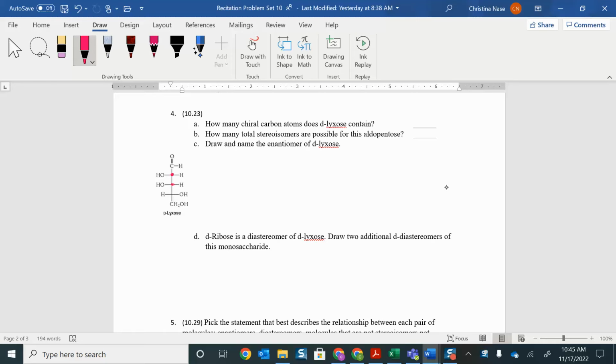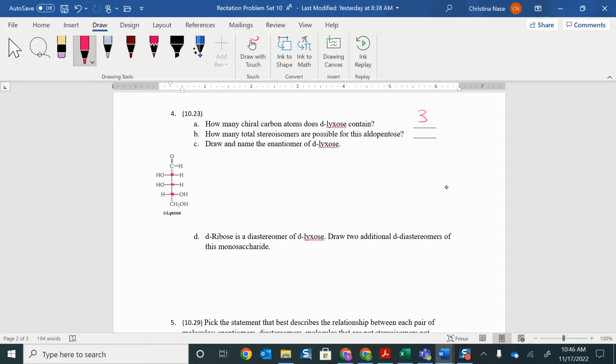This one: hydrogen, hydroxide, a whole bunch of stuff, a whole bunch of stuff. Yes, there's 4 different groups attached to that one. And then this CH2 has 2 hydrogens, so they're the same. That cannot be a chiral carbon. So I have 3 chiral carbon atoms here. And there we go. How many total stereoisomers are possible for this aldopentose?